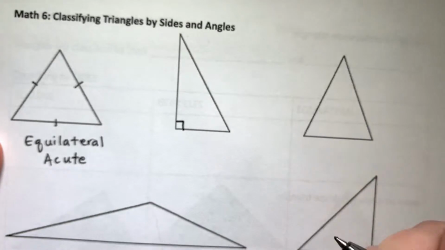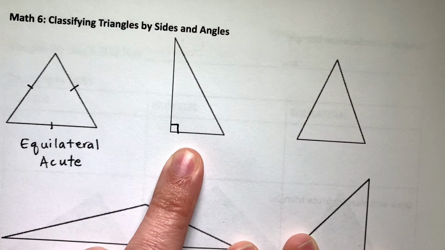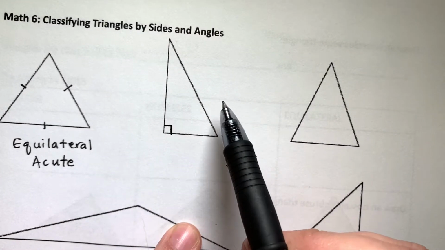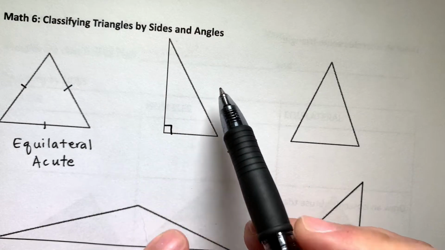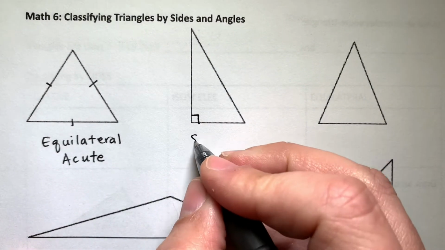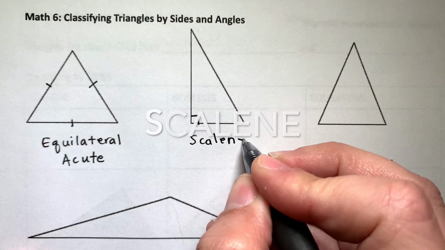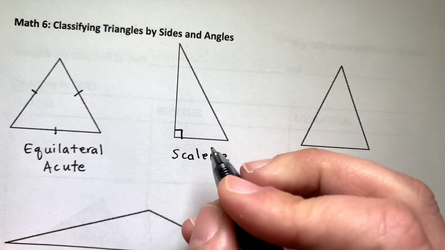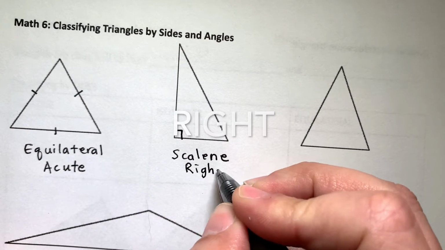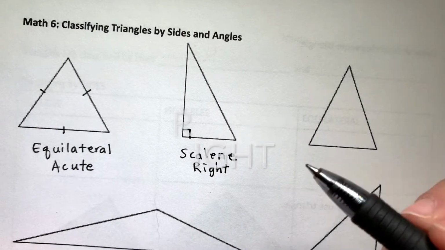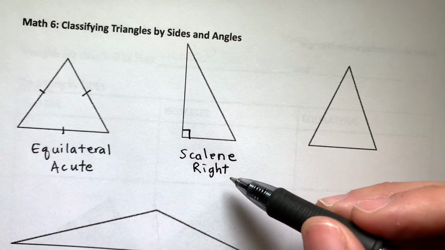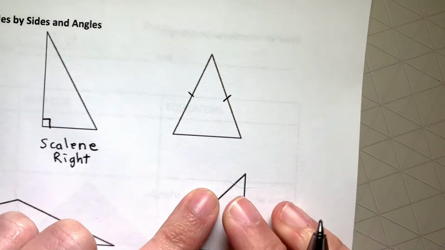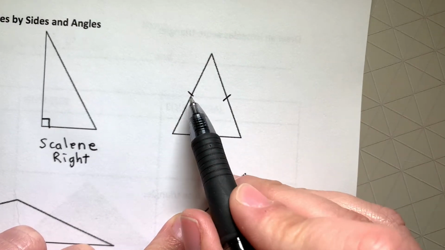So here we go again. If you come upon a triangle that looks like this and there are no tick marks, that means that none of the sides are congruent. When none of the sides are equal, that is called a scalene triangle. And if you have one 90-degree angle, that automatically makes your triangle a right triangle. So this is a scalene right triangle, or you can say it the other way, it is a right scalene triangle.